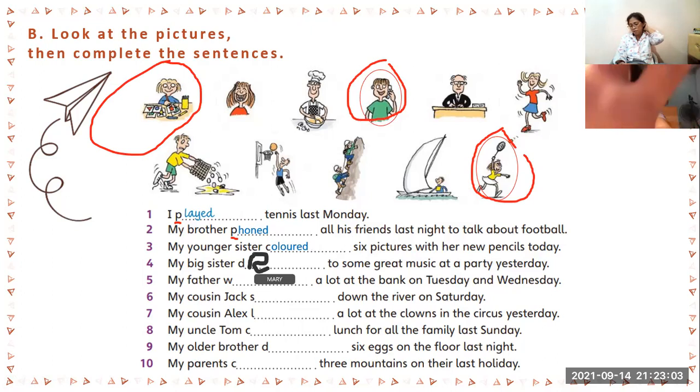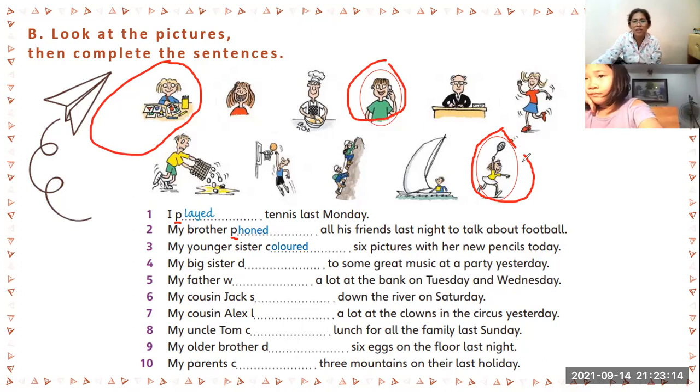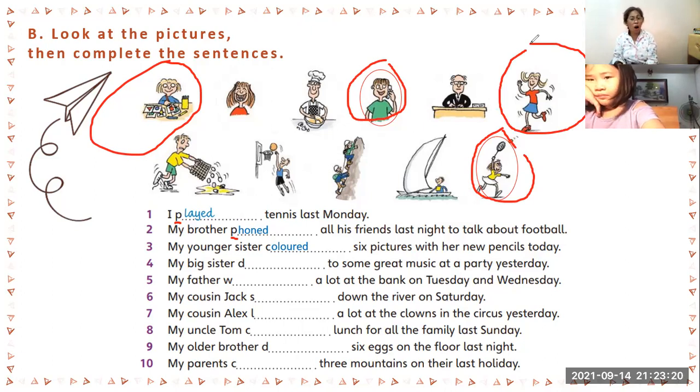I will say draw. My sister danced to some great music at a party yesterday. What is the big sister doing? Do you think it's draw? Dance. Yeah, the answer is dance, not draw. Very good. Look at number 5.